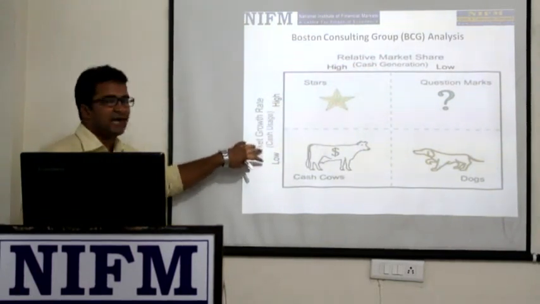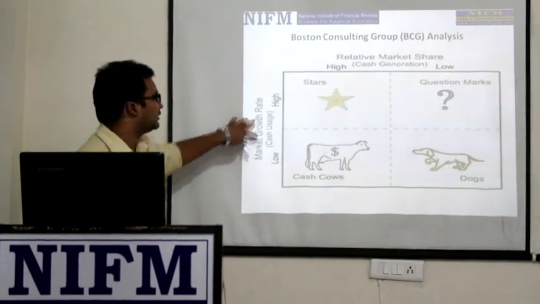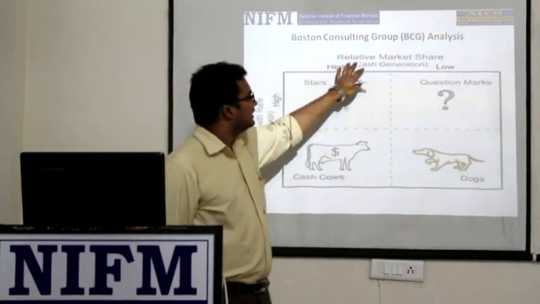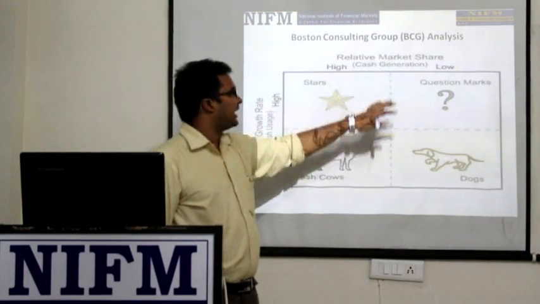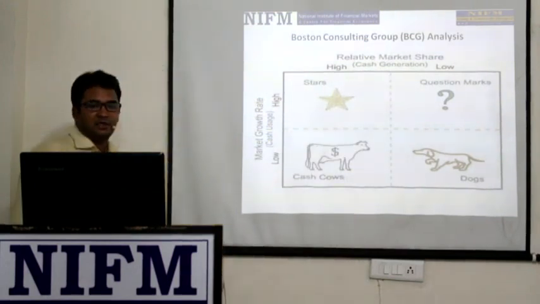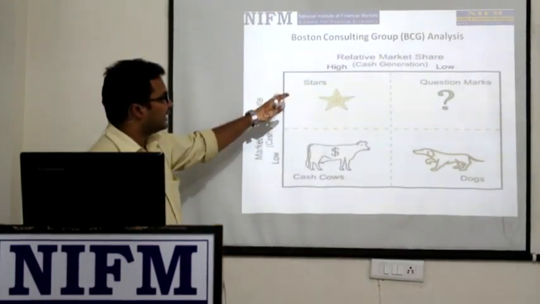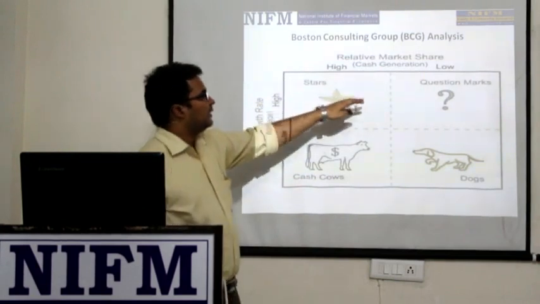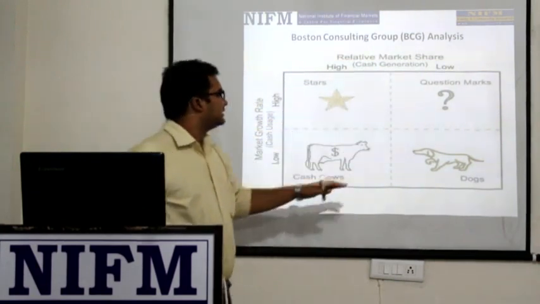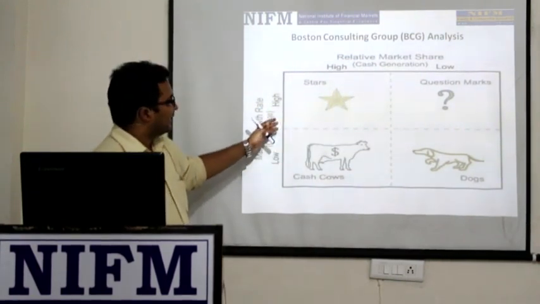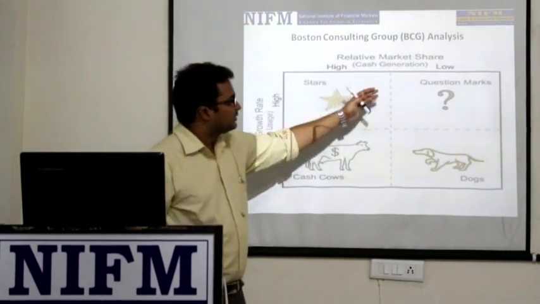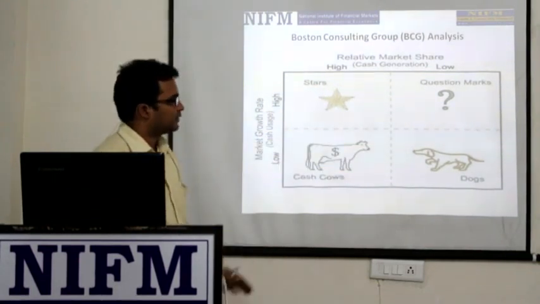So when we talk about the cash of the company, we talk about the market growth rate of this cash plus the market share of the cash which the company has. So the BCG matrix would include four dimensions of the matrix. One, the stars, question mark, dogs and cash cows.